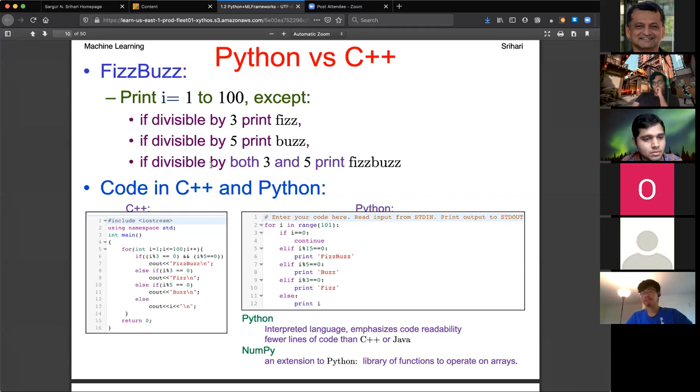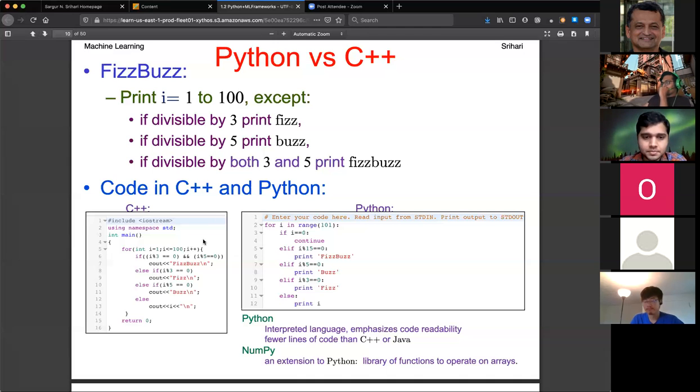And if it is divisible by both 3 and 5, they have to say fizz buzz, right? Like it's 1, 2, fizz, 4, buzz, fizz, 7, 8, fizz, buzz. And then when we get to 15, we have to say fizz buzz like that, right? So that's fizz buzz. It says print I equal to 1 to 100, except if divisible by 3, print fizz. If divisible by 5, print buzz. Divisible by both 3 and 5, print fizz buzz.